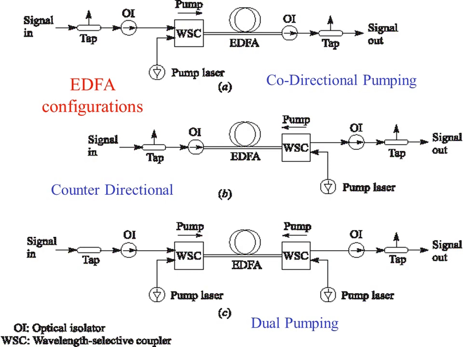Counter-directional pumping allows higher gain, but co-directional pumping gives better noise performance. That's why, to handle the noise, because of the better noise performance, counter-directional pumping is also used. But first, co-directional, it allows higher gains. And in addition, dual pumping is also possible.